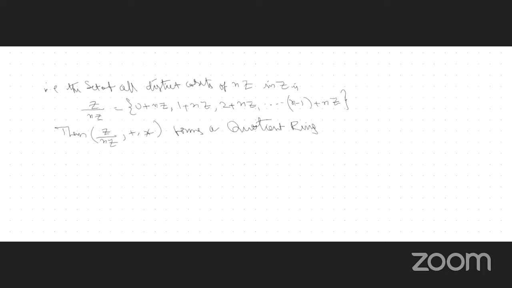In this ring, observe 0 plus nZ, which is nZ, is the zero element, and 1 plus nZ is the multiplicative identity.